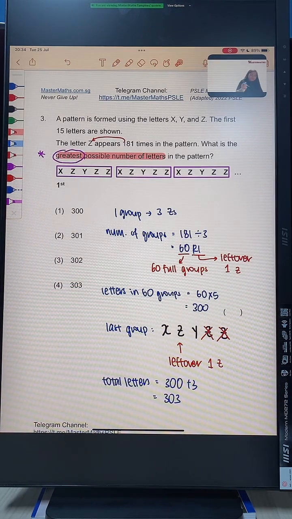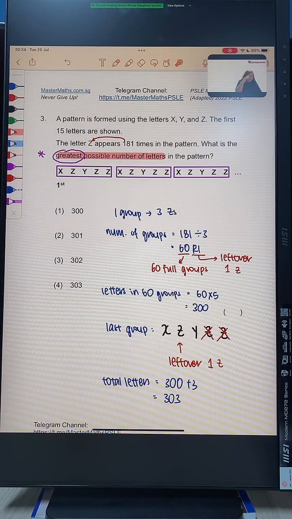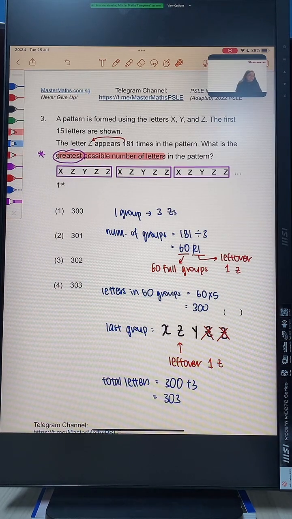Let me repeat one more time what's going on. First of all, we take 181 divided by 3 because I have 3 Z's per group. Alright, 3 Z's per group. So then what I need to do is to go and find out if I have 60 full groups in total after dividing, how many letters are there? Because I have 5 letters per group, that will be 300 letters in total. Agree? 300 letters in total.